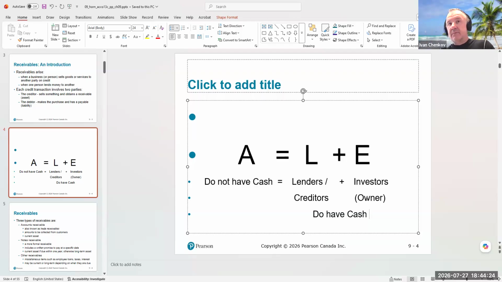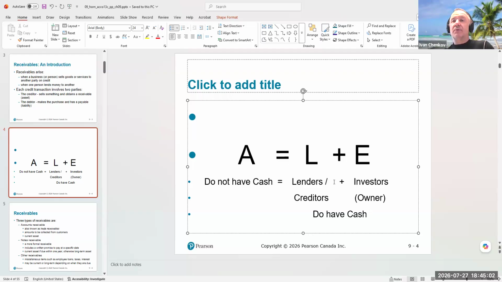Now, when we sell on credit, we're becoming in some way a creditor or lender. So basically, we're going to have the asset, which is accounts receivable, and somebody's going to have to pay us that account receivable, which for them will be accounts payable. For us it will be accounts receivable, for them accounts payable. So in that case, we'll become lenders or creditors.